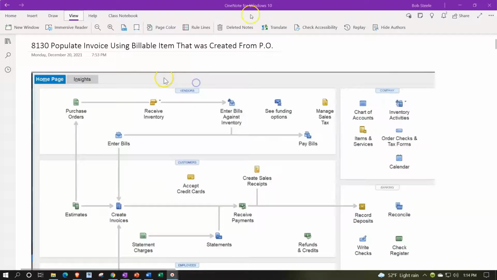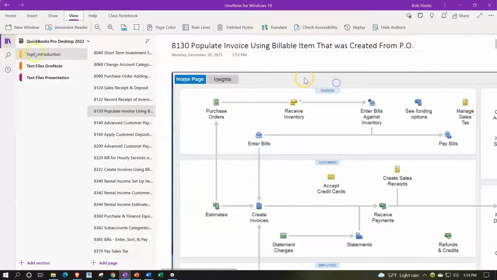If you have access to OneNote and would like to follow along, icon on the left-hand side, topic introduction 8130, populate invoice using billable item that was created from PO tab. Also take a look at the immersive reader tool, topic introductions in the text area too, same name, same number, but with transcripts. Transcripts can be translated into multiple languages and either listened to or read in them. Same name and number as presentations as well.